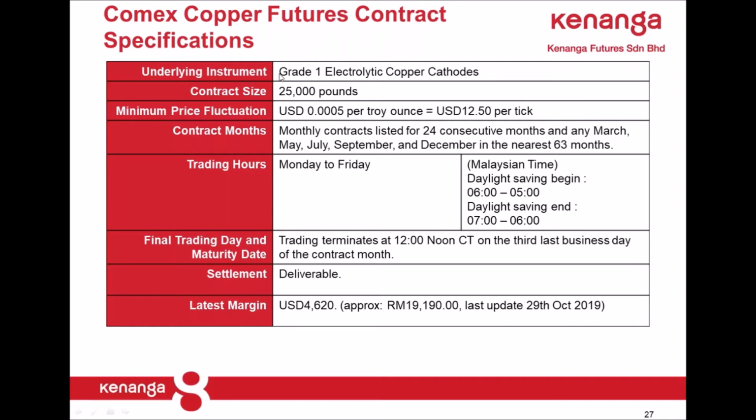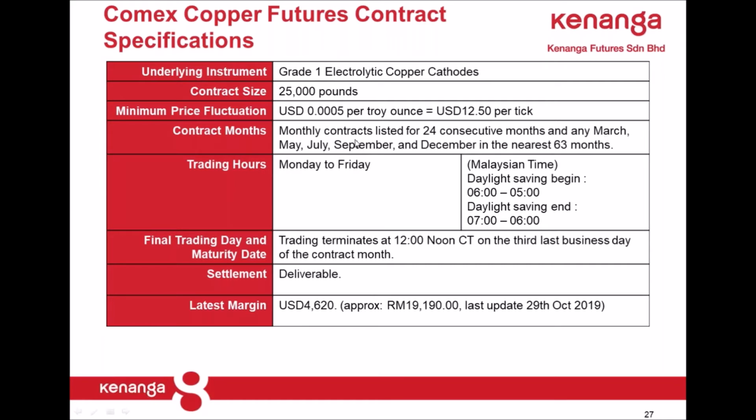So in terms of contract months, all the months are listed for 24 consecutive months, and then March, May, July, September, December for the nearest 63 months onwards going forward.